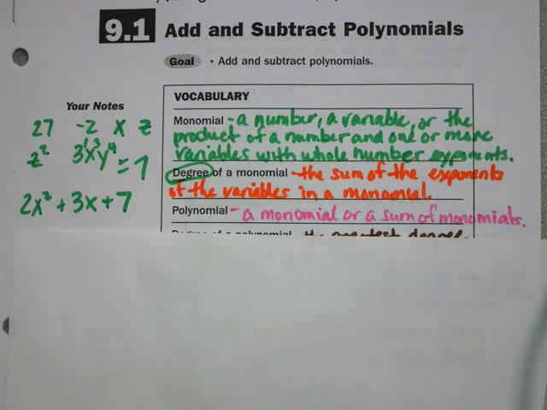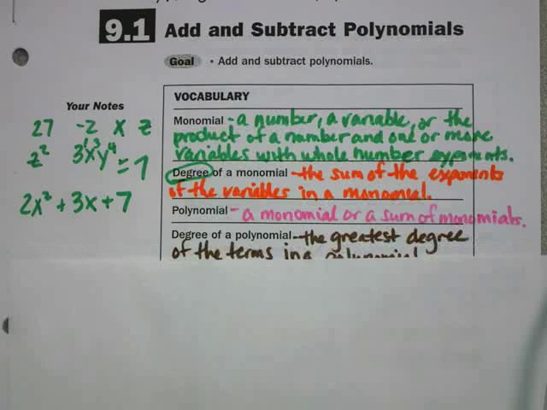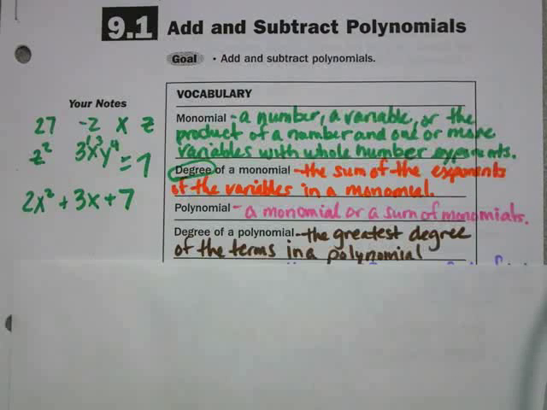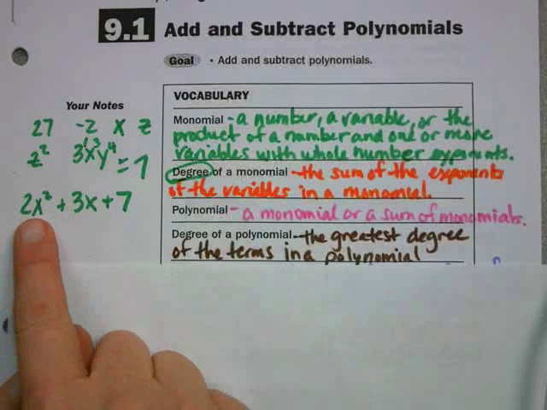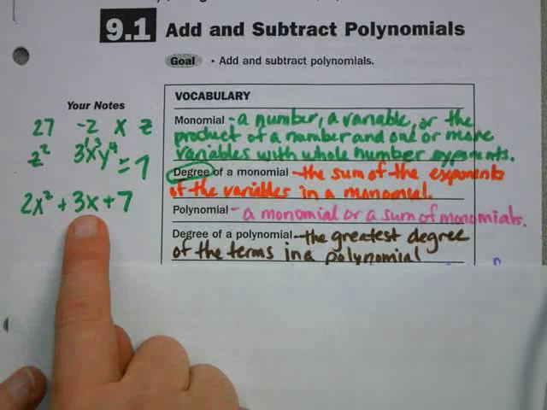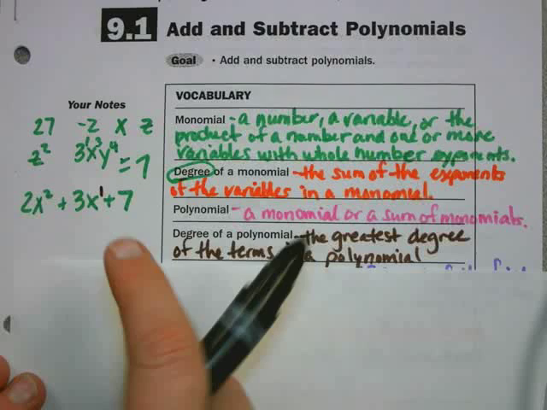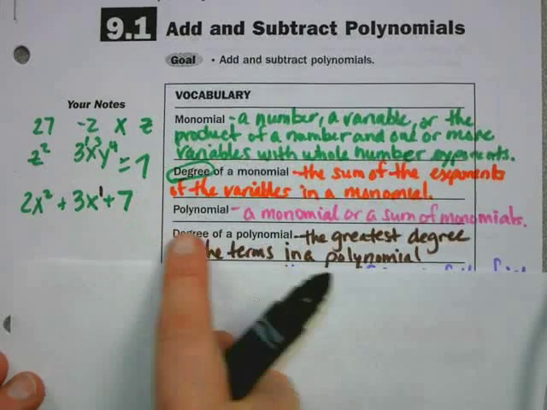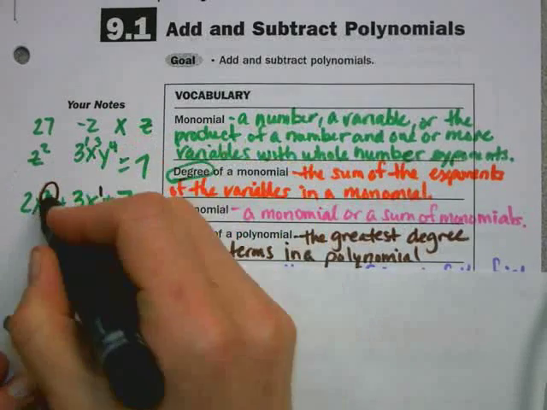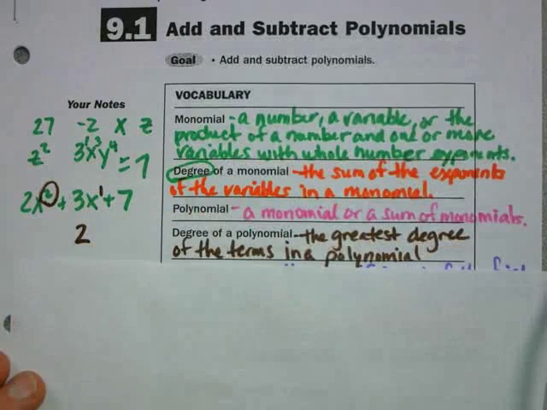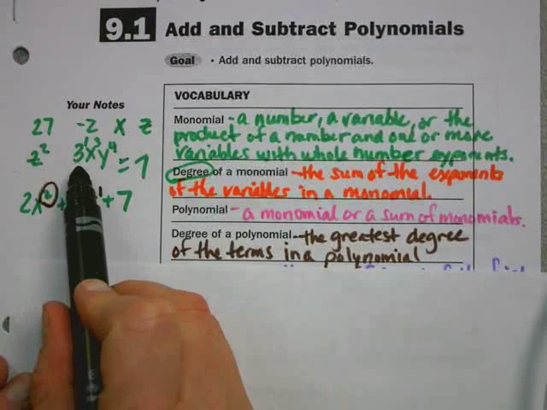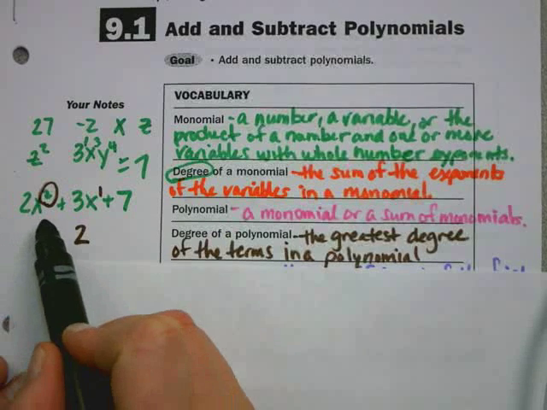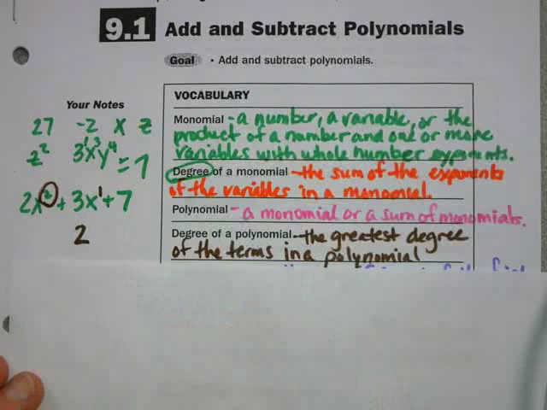The degree of the polynomial is the greatest degree of the terms. So each term has its own degree, remember? Degree of a monomial. What's the degree of this guy? 2. What's the degree of this guy? 1. That's like x to the first power. What's the degree of this guy? 0. It doesn't have any variables with exponents. The degree of the polynomial is the greatest one. So the degree of this polynomial is 2. Now, if I had 3x cubed y to the 4th at the beginning part of this polynomial, then the degree of this guy would have been 7.